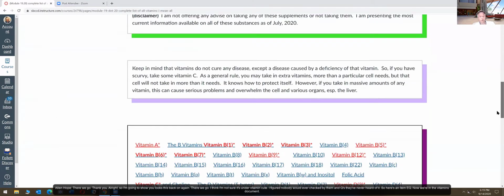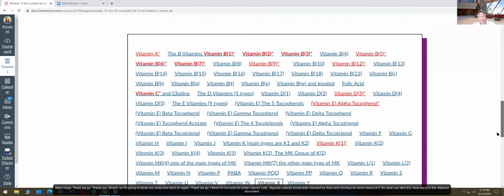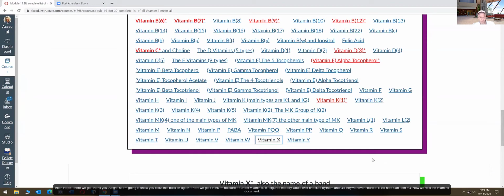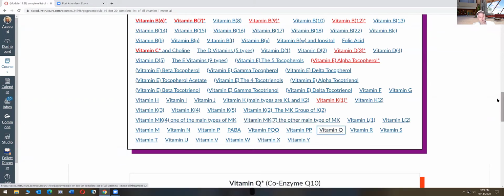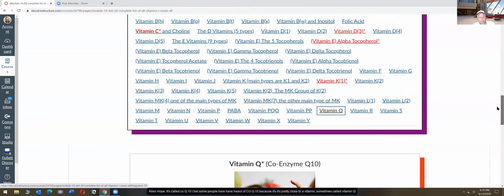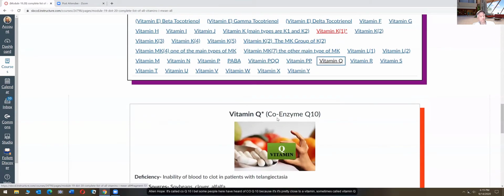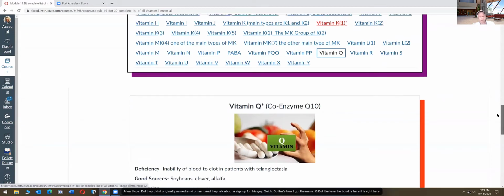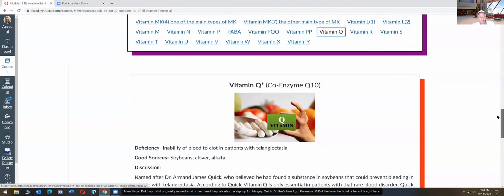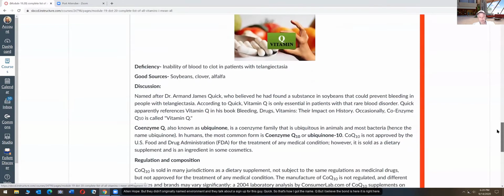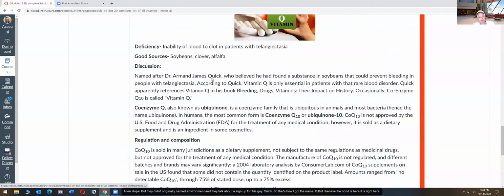All right, so I'm going to show you, whoops, it's back on again. There we go. It's under vitamin Q. I figured nobody would ever check vitamin Q, so they've never heard of it. So here's vitamin Q. Now remember, we're in the vitamins document. It's called CoQ10. I bet some people here have heard of CoQ10 because it's pretty close to a vitamin, sometimes called vitamin Q, but they didn't originally name it a vitamin. And it's named after this guy, Quick. So that's how I got the name Q.